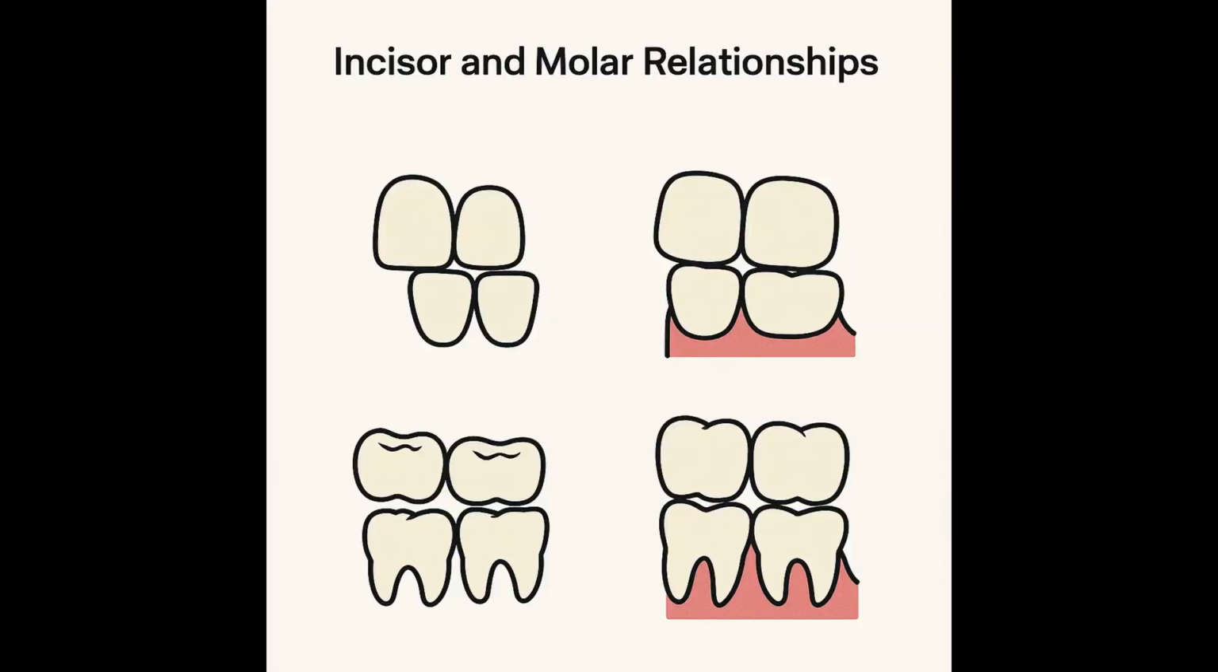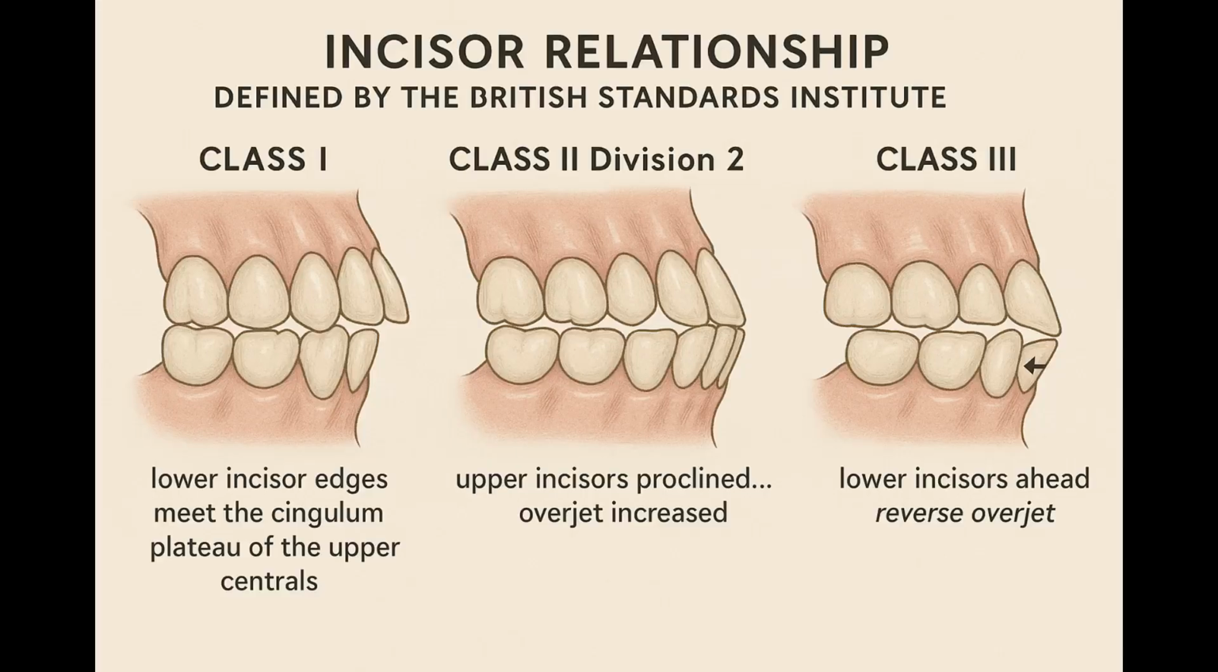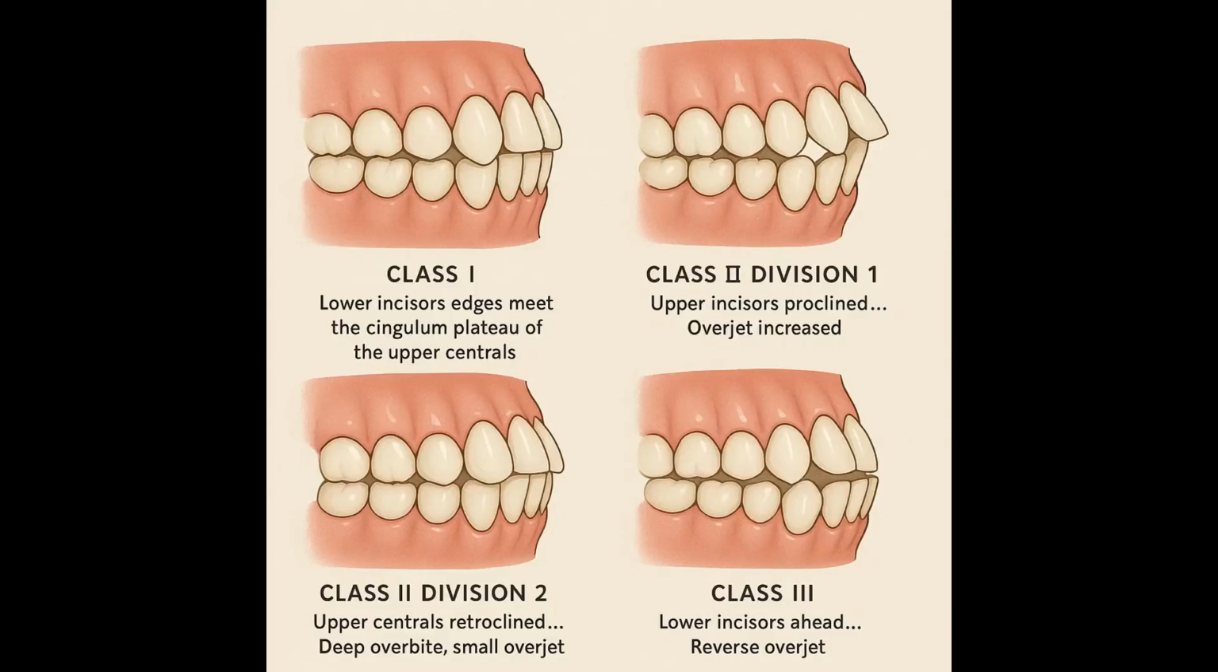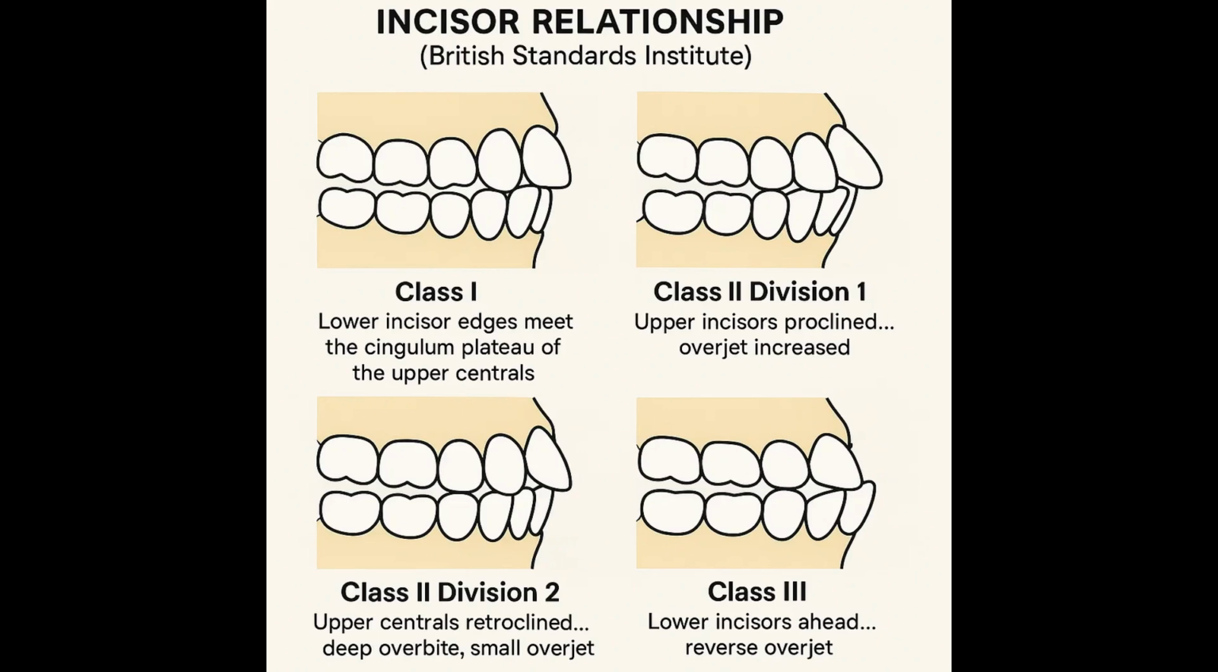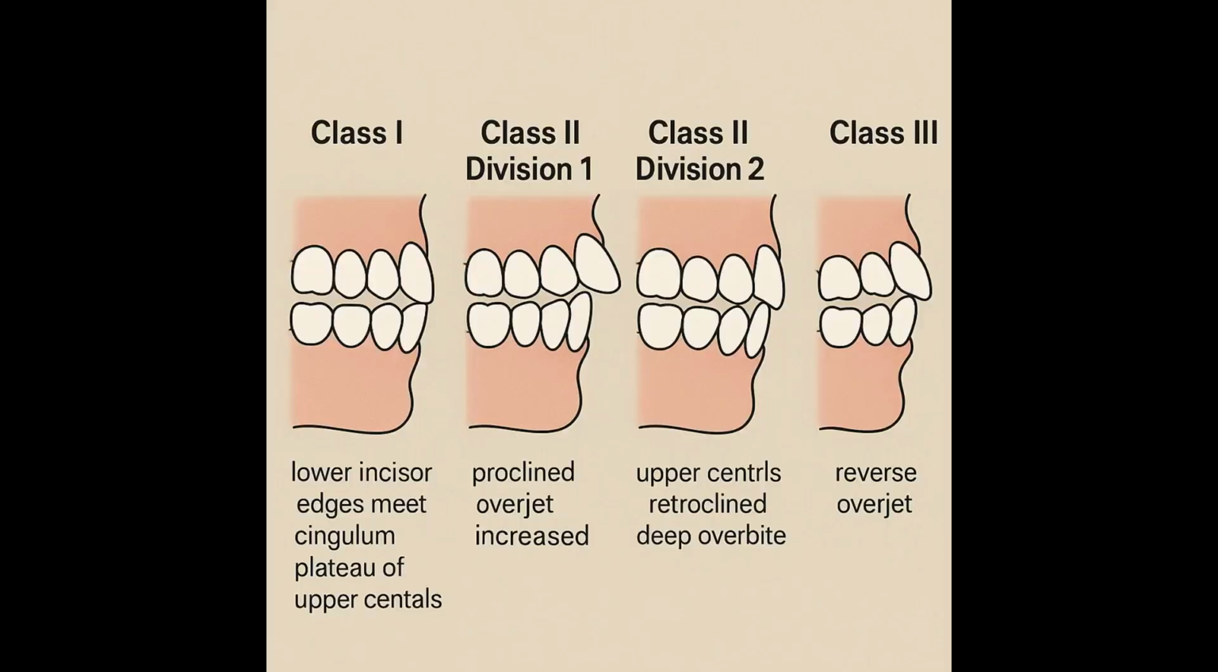Incisor and molar relationships. Now the dental side, starting with the incisor relationship, defined by the British Standards Institute. Class 1, lower incisor edges meet the cingulum plateau of the upper centrals. Class 2 Division 1, upper incisors proclined, overjet increased. Class 2 Division 2, upper centrals retroclined, deep overbite, small overjet. Class 3, lower incisors ahead, reverse overjet.